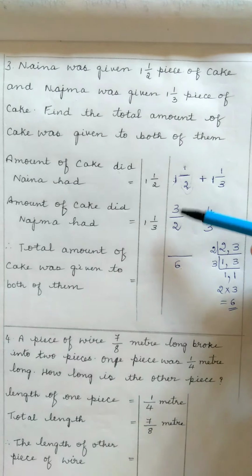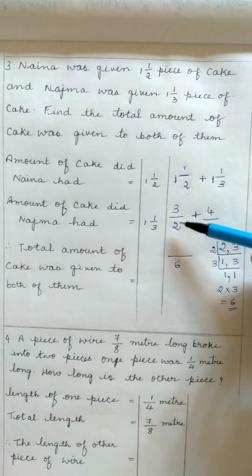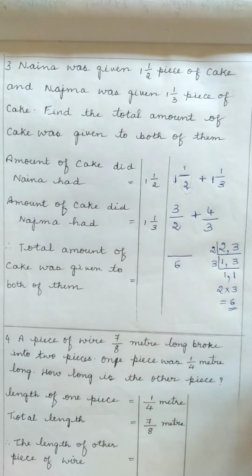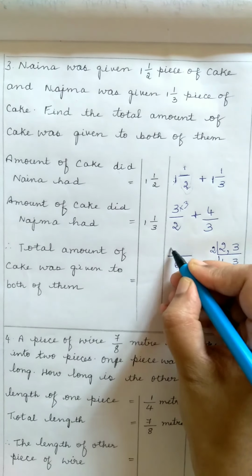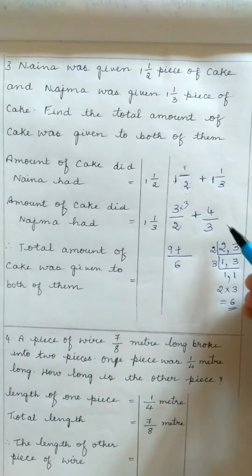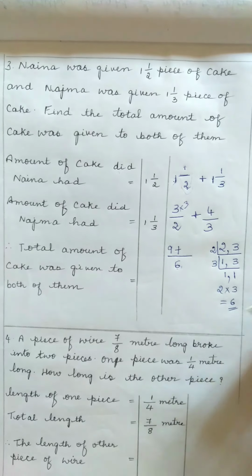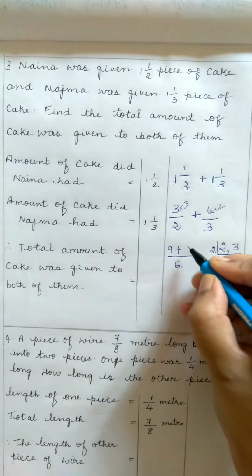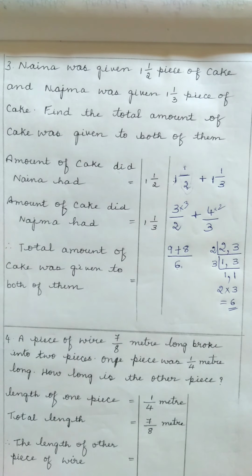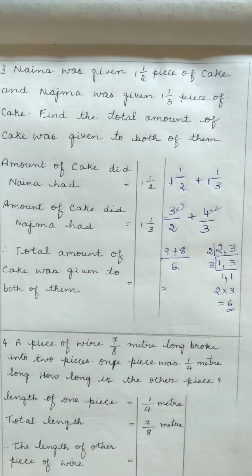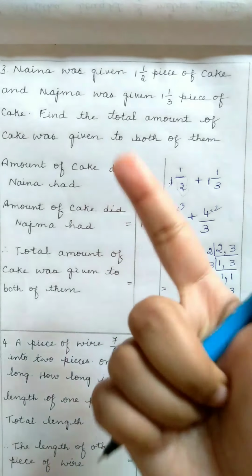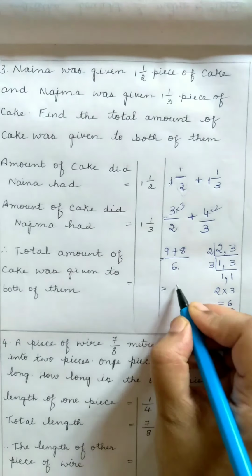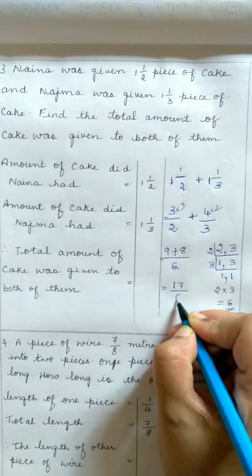Now, 3 by 2 and LCM you have 6. We know that 2 3s are 6. Multiply with the numerator. 3 3s are 9. Plus, we have 4 by 3 and 6 is the LCM. 3 2s are 6. So, 4 into 2, 4 2s are 8. Now we have 9 plus 8. 9, 10, 11, 12, 13, 14, 15, 16, 17. Therefore, we have 17 by 6.